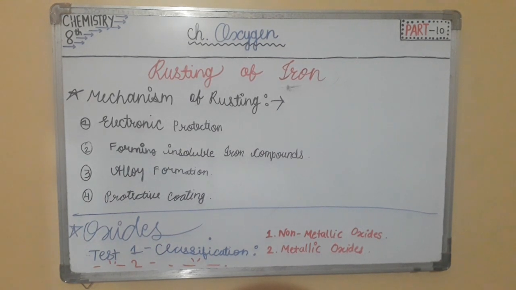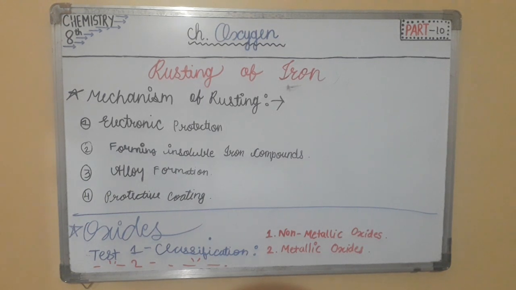Fourth is suboxides. The oxides which contain less oxygen than the basic valency of the combined element are called suboxides. Fifth is mixed oxides. Some oxides show functions of more than one simple oxide of the same or different types. They are called mixed oxides.